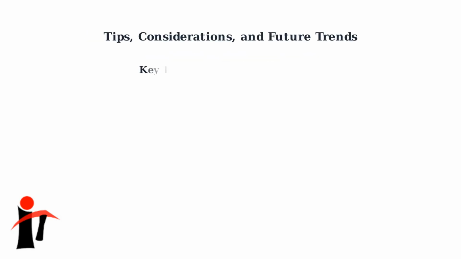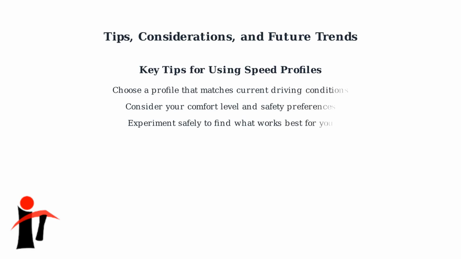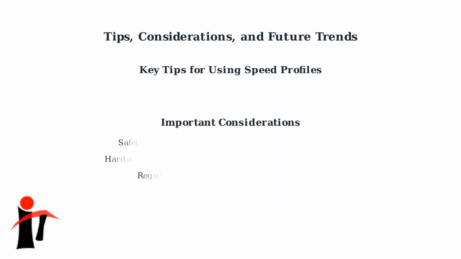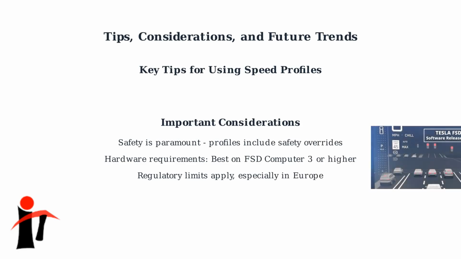When using Tesla's FSD speed profiles, always choose one that suits your current driving conditions and comfort level. The system is designed with safety overrides to prevent risky maneuvers, regardless of your selection. Key considerations include prioritizing safety, ensuring your vehicle has the right hardware for optimal performance, and being aware of regional regulatory limits that may restrict certain profiles.